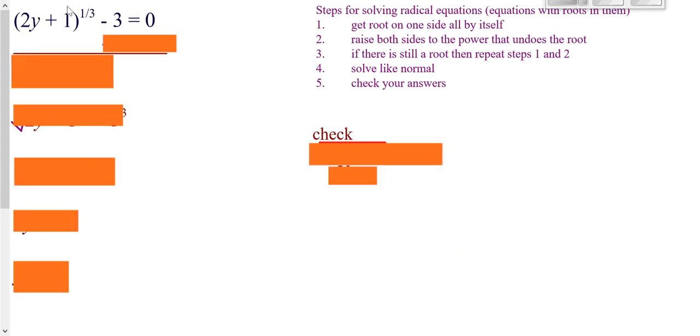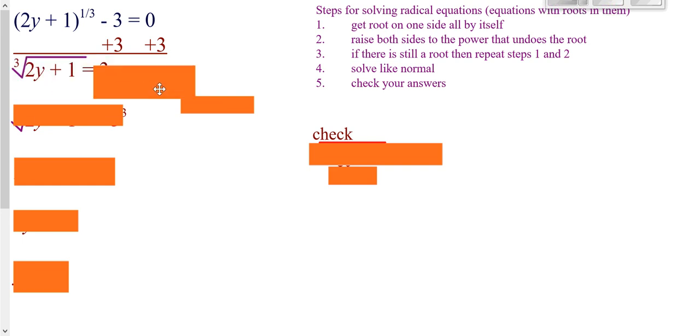With that in mind, we're going to try a problem with a fractional exponent. Remember, a fractional exponent is a root. So you're going to try to get that root or fractional exponent by itself. So you want to add 3 to both sides. Now you have that fractional exponent, which is really a root, on one side by itself. You just have to undo that.